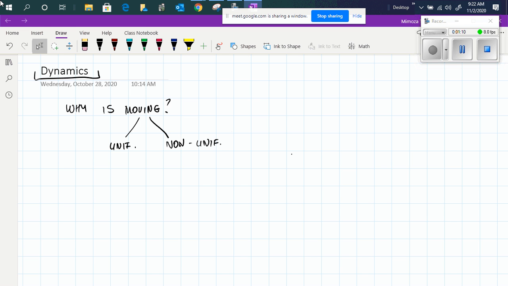So we said in kinematics that there are two types of motions, uniform and non-uniform motion, and then we had a bunch of ways to analyze the motion. One was using kinematics equations, then it was graphing, and then we went even into the different specific motions like relative motion or the projectile.